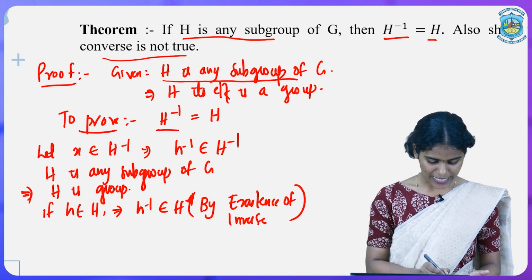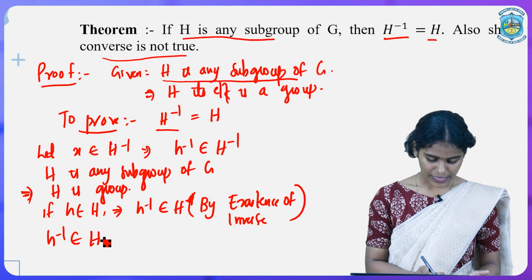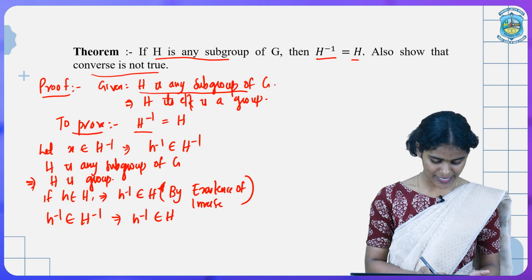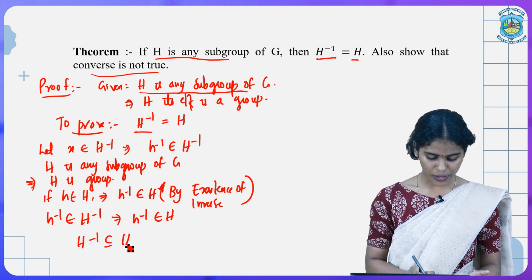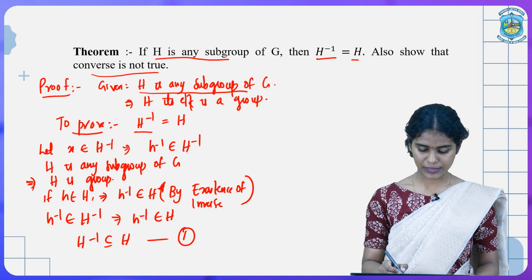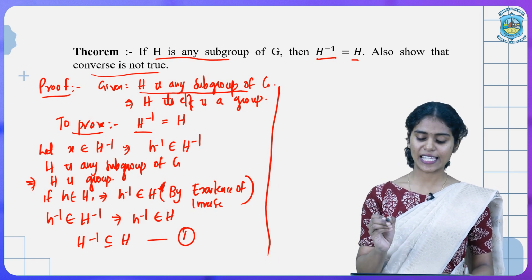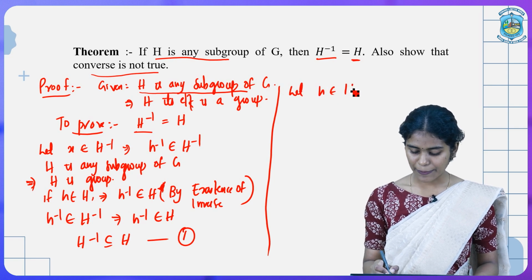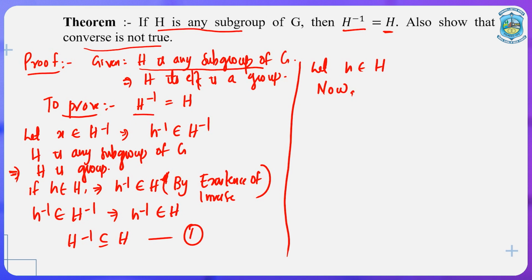Now you see, the element which you have taken from H⁻¹ is now belonging to H. What does this say? It says that H⁻¹ is a subset of what? H. Mark it as equation number 1. Again, we are taking an element from capital H, that is the RHS part. Let h belong to capital H. Now, we know that h⁻¹ belongs to H. If h⁻¹ is an element of H, then its inverse element should also belong to what? Capital H. So, what can be written? (h⁻¹)⁻¹ belongs to H.